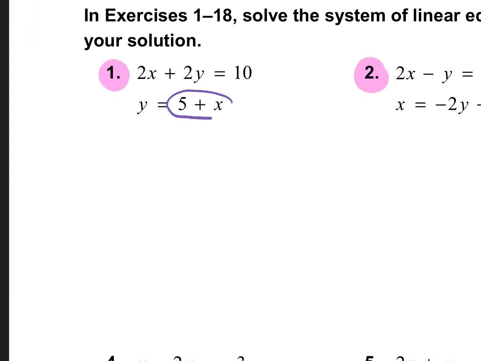So I'm going to take what y is equal to and plug it into what? The other equation. So everything else in my first equation stays the same. I have 2x plus 2, but instead of y, I'm plugging in that 5 plus x in that spot. And it's equal to 10.